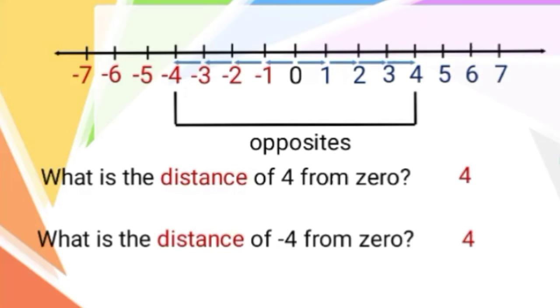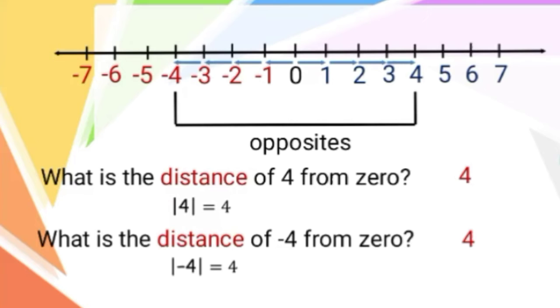Now, paano natin susulat ito in symbol? So, since we are referring to the distance, we will be using 2 bars. So, the absolute value of positive 4 is equal to 4. And the absolute value of negative 4 is also 4. Now, what have you noticed?